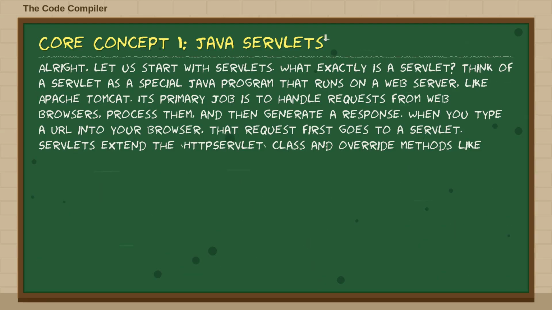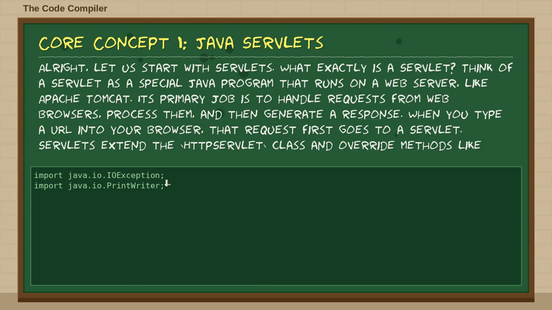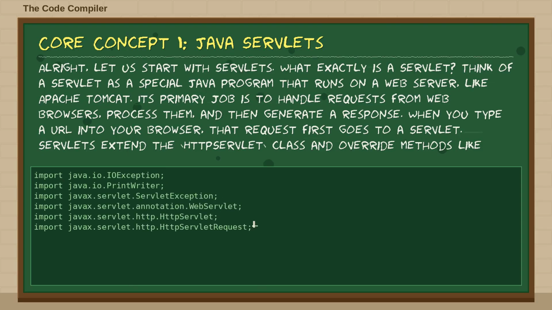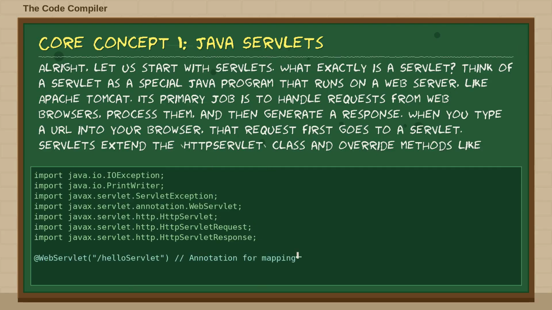Inside these methods, you can access request parameters, interact with databases, perform business logic, and finally, write the response back to the client, typically as HTML. Servlets are the controller part of your web application, responsible for managing the flow. Here is a basic structure of a servlet.